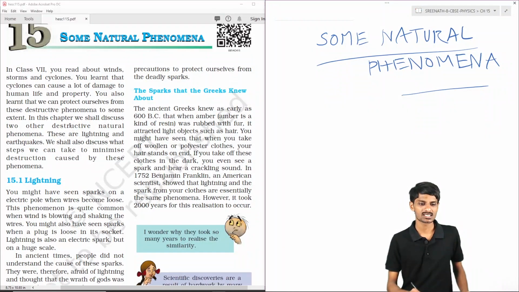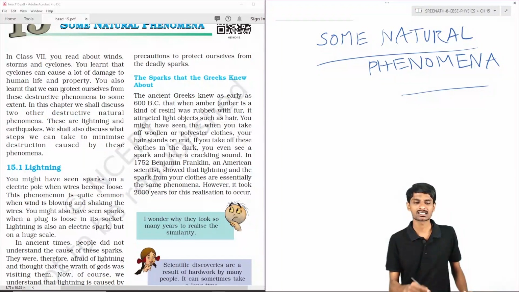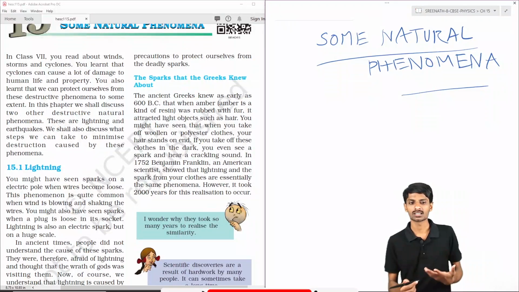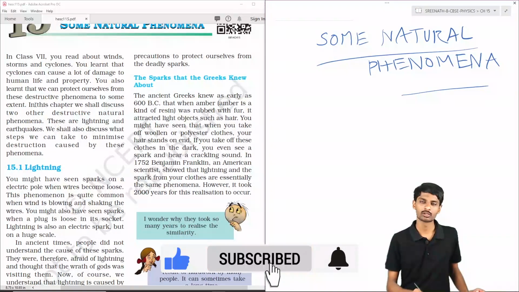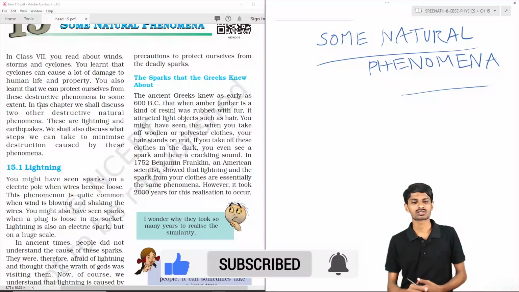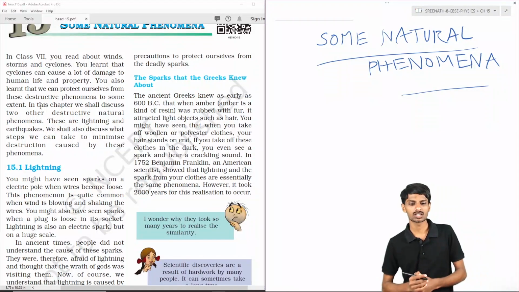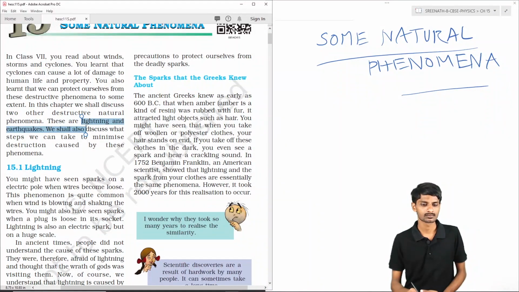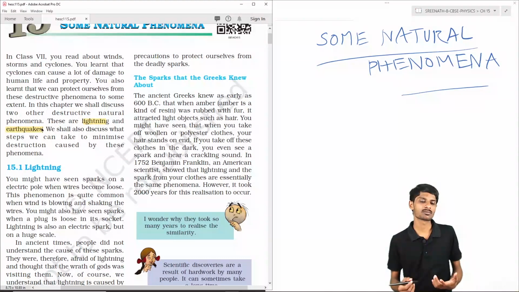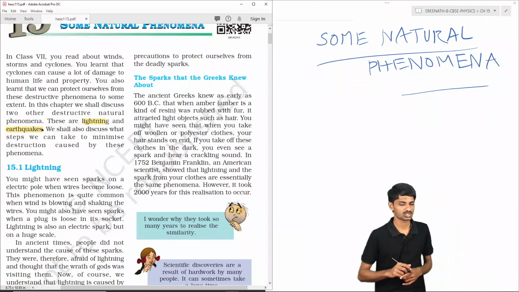In this chapter, students, in class 7th you have already studied about winds, storms and cyclones, and what damages cyclones make to human life and property. Cyclones are destructive, they cause a lot of destruction. So here we are going to discuss two other destructive natural phenomena, students. One is lightning and another is earthquakes.